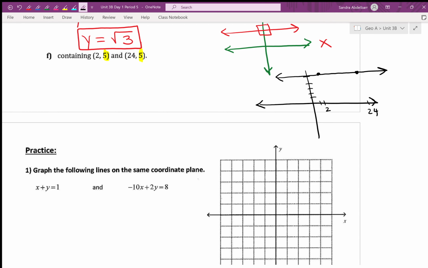All right, so if it's a horizontal line, is that x equals or y equals? Alexis? Y equals what? 5. Y is going to equal the y coordinate, which is 5.